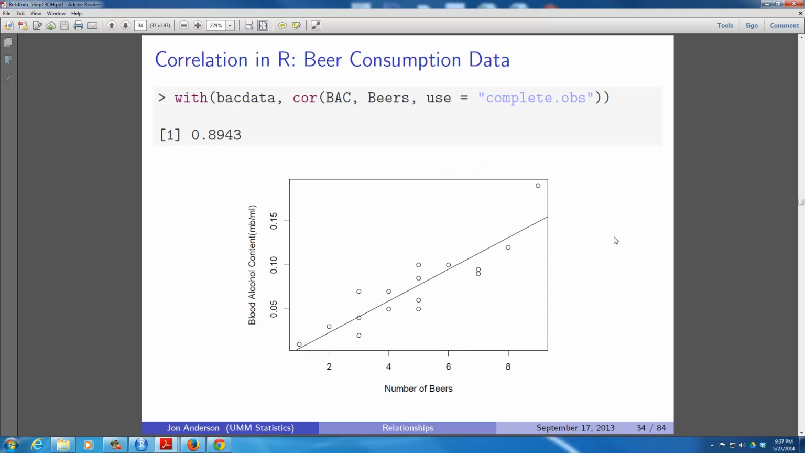Here's an example of doing this with our blood alcohol content data. I've graphed them here, and I've put a trend line through the points, and we use the COR command for the two variables BAC and beers, and the correlation here is quite strong, 0.894. Remember, correlation can only get as big as 1, and this is almost as big as it can get. And not surprisingly, blood alcohol content is very strongly connected to the number of beers you drink.